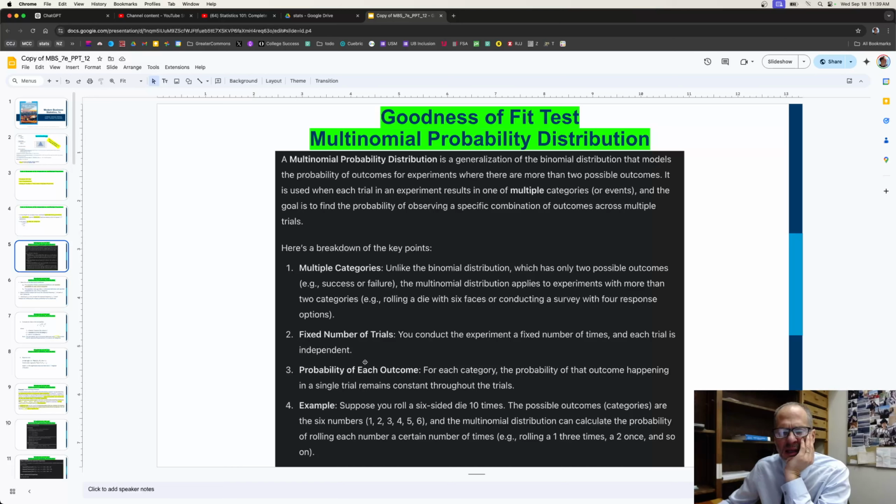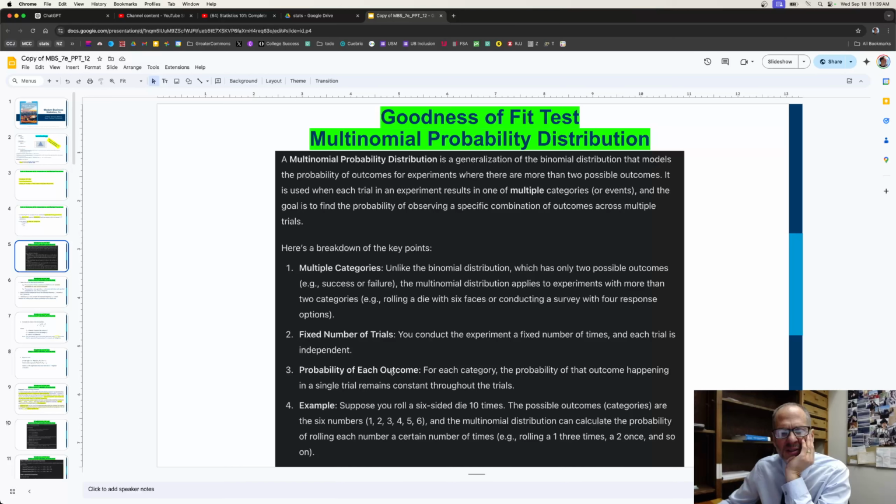Each trial is independent. So if I ask one person and they tell me something, it doesn't influence the next person I ask. And you could think about that because there would be situations where if you ask somebody something, it would influence. Like if you ask one person and they're with a friend, that one person's response might influence the friend's response. And the friend might be like, oh, my friend said this, I'm gonna say that too. So when you create your experiment, you might want to only ask people where they aren't together. So you conduct the experiment a fixed number of times.